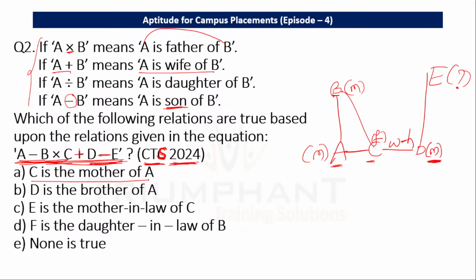C is the mother of A. Is it true? No, C is not the mother of A. C and E are siblings. So the first statement of the first one is false. D is the brother of A. No, D is not the brother of A.